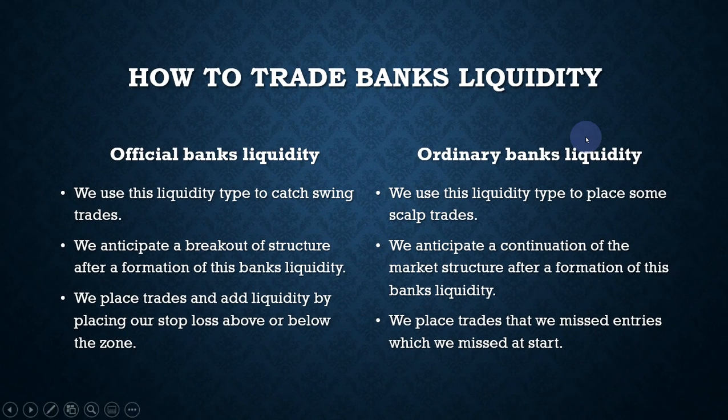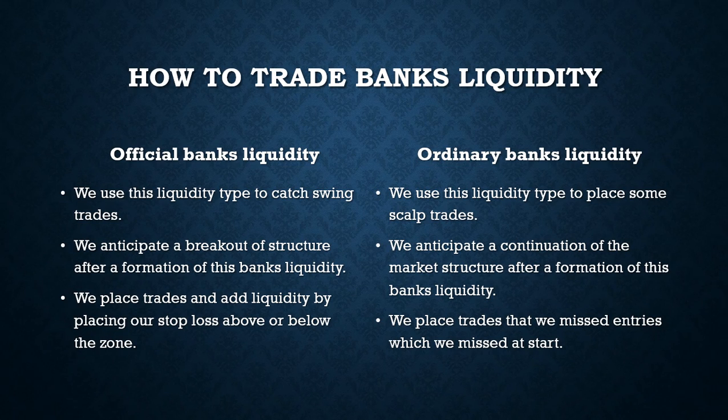So going forward, we have to understand how to trade this bank's liquidity. We use official bank's liquidity to catch swing trades, while we use this ordinary bank's liquidity to place some scalp trades. On the official side, we anticipate a breakout of structure or trend after the formation of this official bank liquidity, while on this ordinary one we're just checking for a continuation of the market structure.